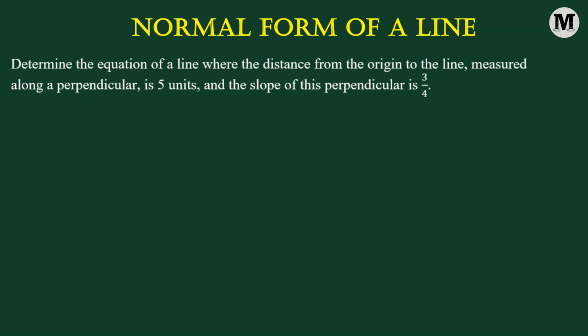Determine the equation of a line where the distance from the origin to the line measured along a perpendicular is 5 units and the slope of this perpendicular is 3/4. Okay, let us begin. We'll try to understand the problem graphically first.